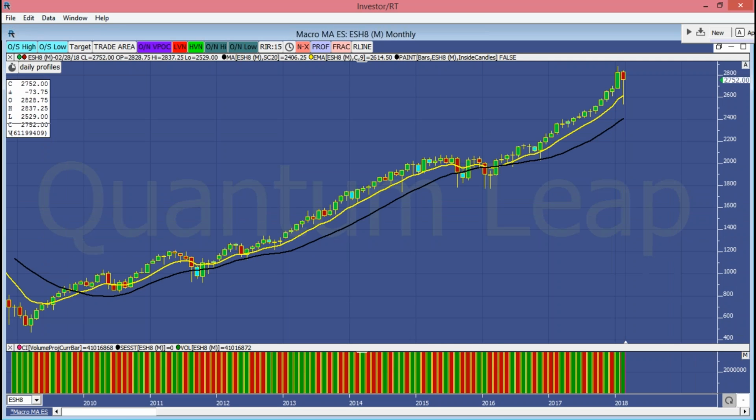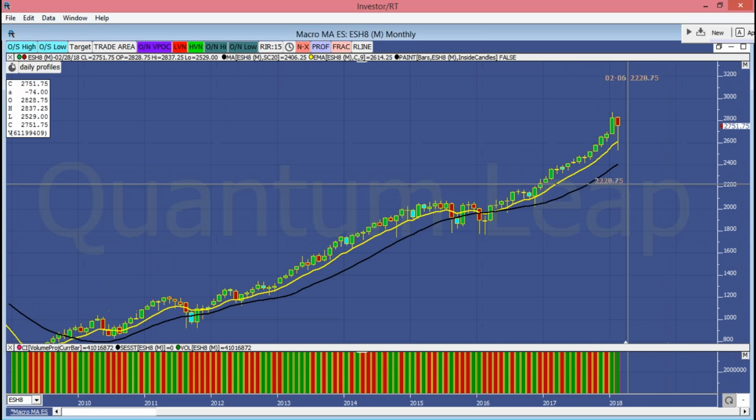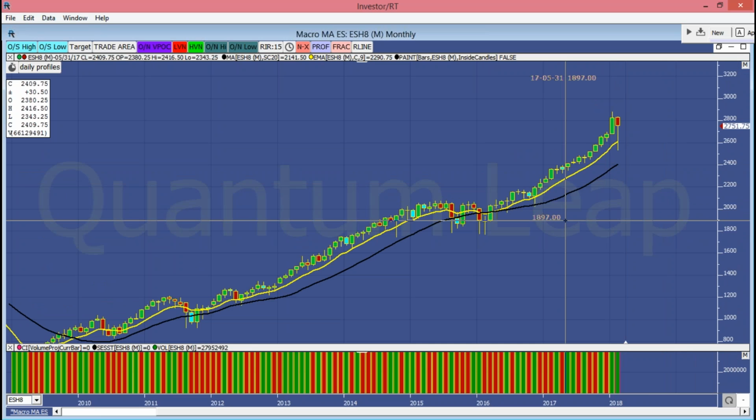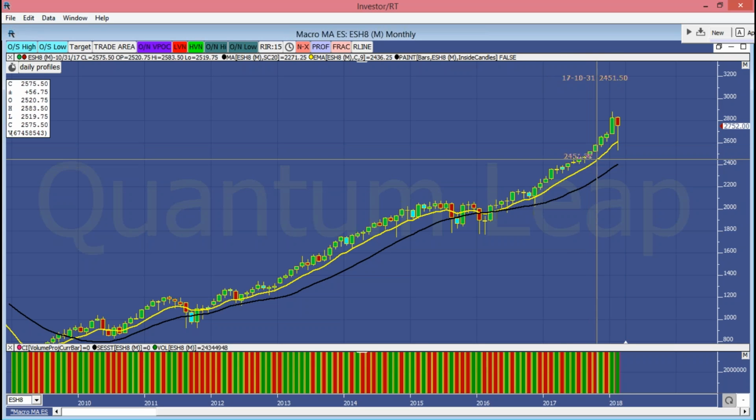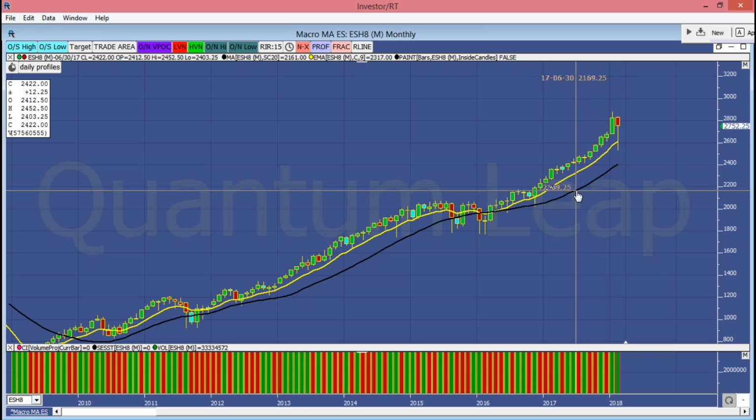Now, I don't use these moving averages to trade off of. I use them to give me guidance on the strength of the trend. Do we have good slope and separation? Is price paralleling the 9 EMA? This is the 9 EMA. This is the 20 SMA.